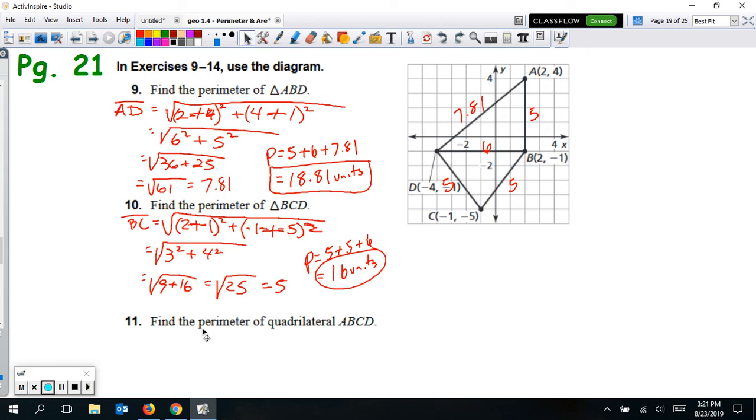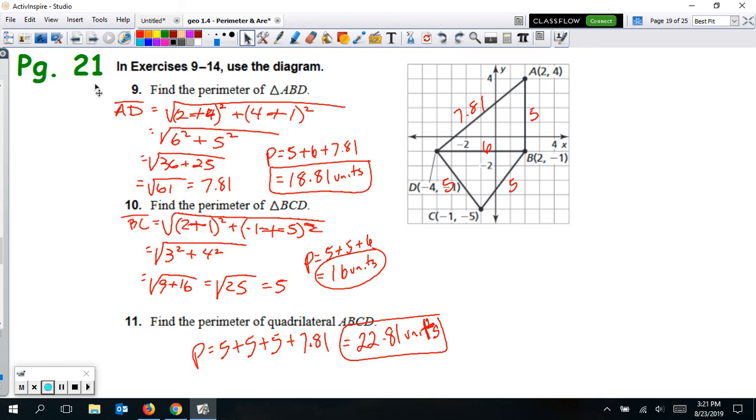For number 11, find the perimeter of quadrilateral ABCD. So that's going to be from A to B, C to D, and back to A again. So that's all the outside of these. So it's 5 plus 5 plus 5 plus our 7.81 number. So for that perimeter, 5 plus 5 plus 5 plus 7.81. So that's 15 plus 7.81, which would equal 22.81 units.